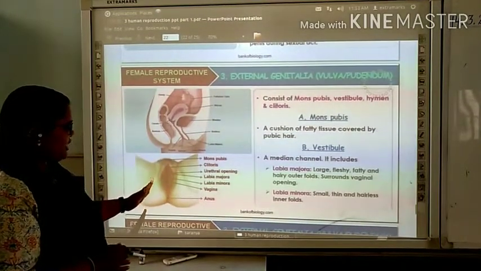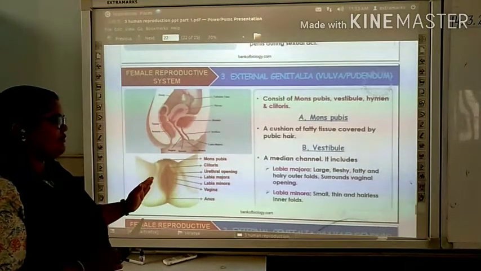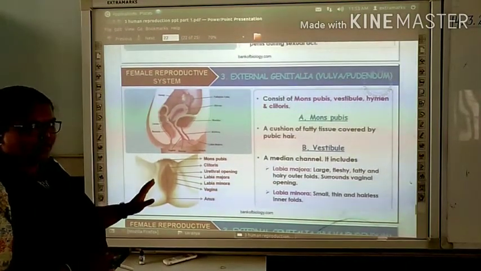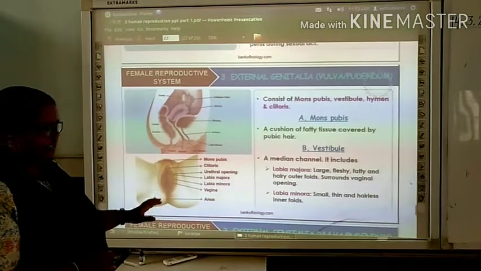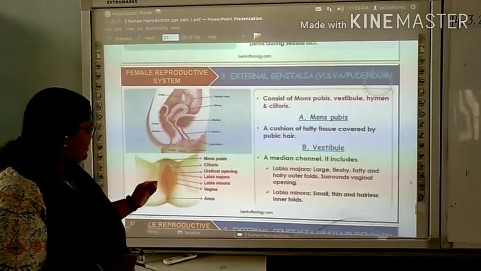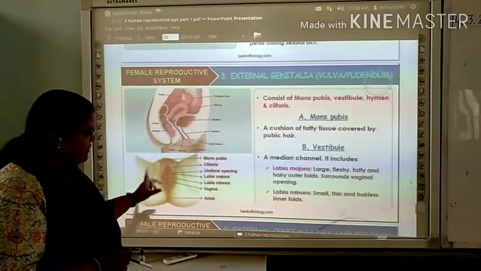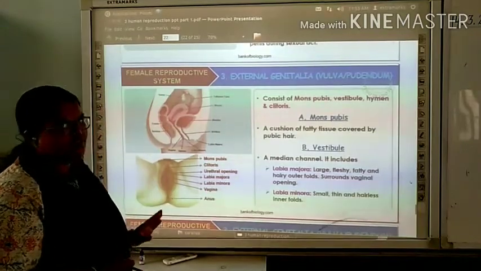Inside that labia majora, there are other somewhat inner foldings. You can see that somewhat small inner folding, right? But it is thin, and there will be no hairs present. So inside the labia majora there will be inner folding, which is small, thin, and there will be no hairs present. The inner folds will also be a covering for the vagina, right.